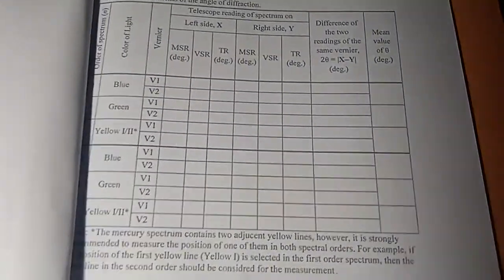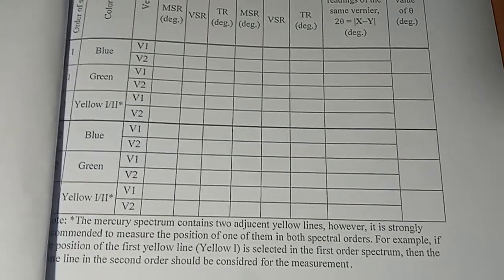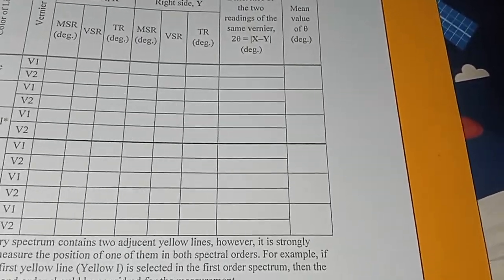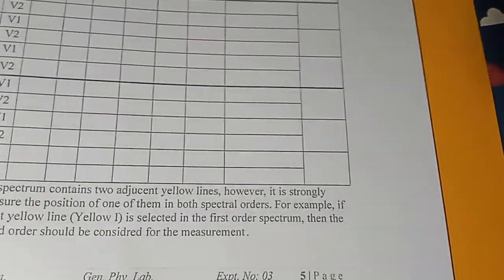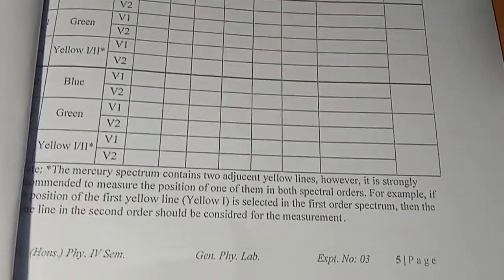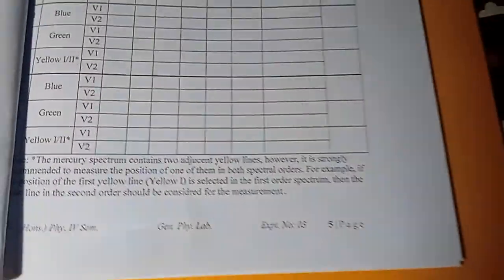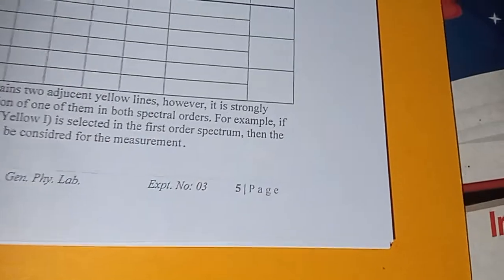Similarly, you repeat, placing the telescope crosswire at green. Again record the readings in the 2 verniers on the left hand side as well as on the right side. Take the difference, calculate theta and sine theta, multiply it with the grating element and divide by the order. Similar thing you could do for the yellow, and then again move the telescope, come to the second order, do the 3 colors, measure the values of theta again for MSR, VSR, total reading, and thetas for all of them, sine theta ultimately. This time, as you know, the order is 2, so you should be dividing by 2. Grating element is of course the same.